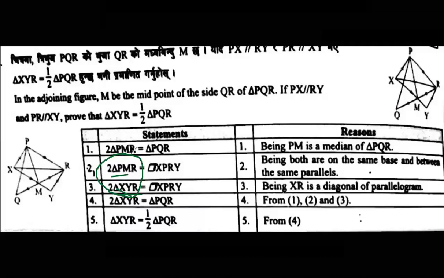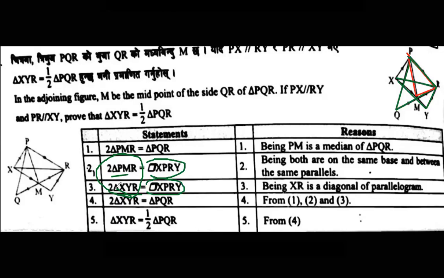So 2 PMR and 2 PMR are the same, so we can replace this. Okay, 2 PMR, 2 PMR, same. It is clear they are equal to each other. And then this and this are also equal to each other. That means in place of this value we can write 2XYR. So this and this are equal. That means if these two are equal, this is also equal to each other.